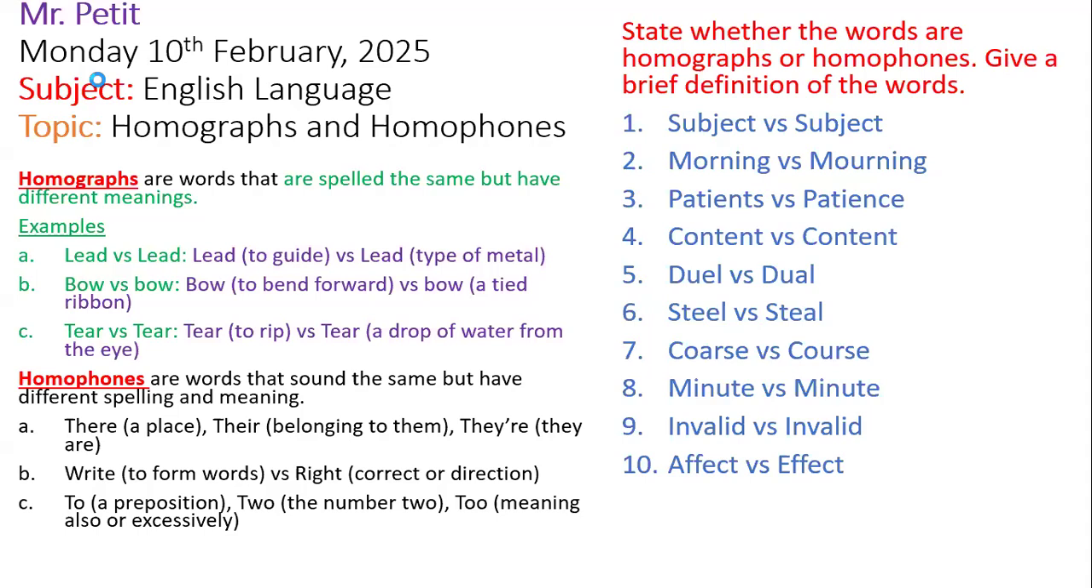You're supposed to be writing sentences with them, right? No, you're not writing sentences with them. Read the instructions, please. My instructions are very simple. You're going to tell me whether it's a homograph or homophone. Once you've done that, then you're going to define what each word means.